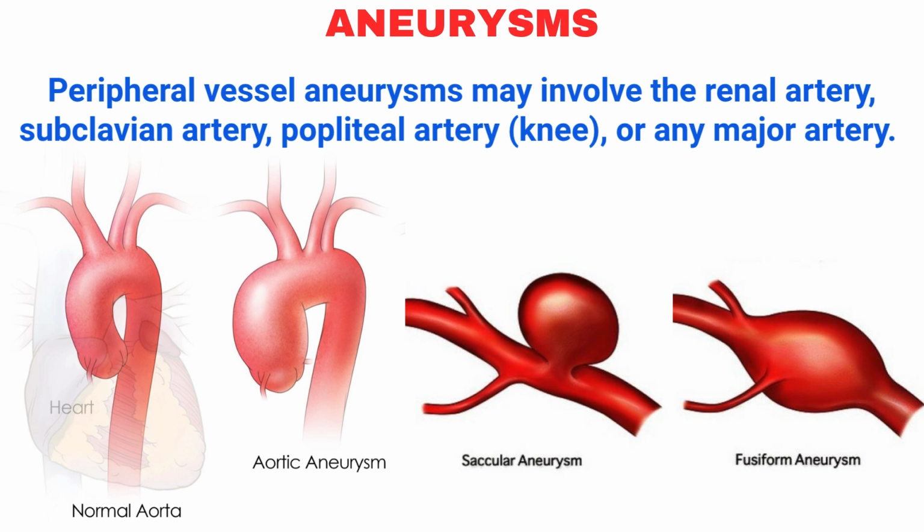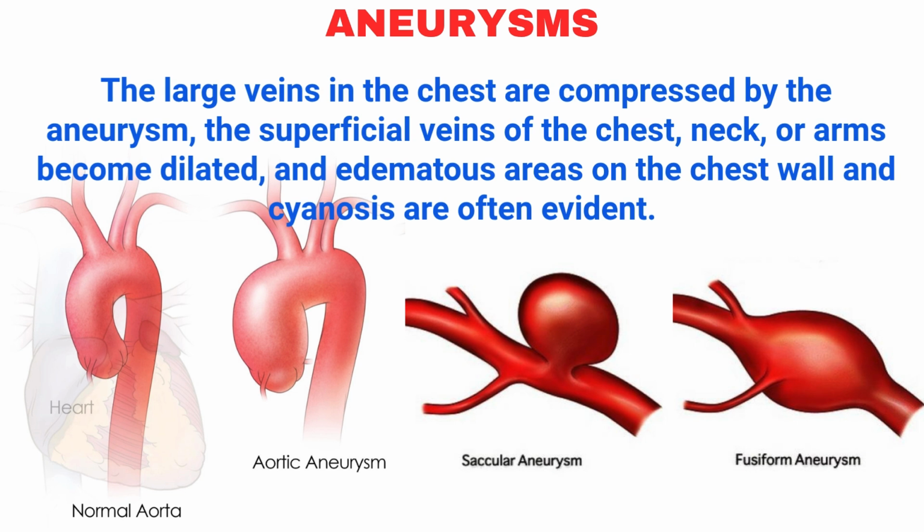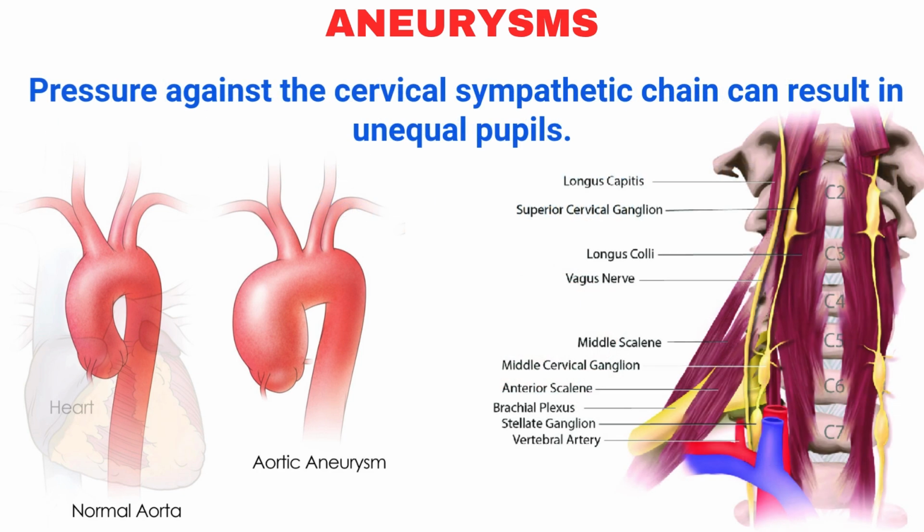The aneurysm produces a pulsating mass and may cause pain or pressure on surrounding structures. The large veins in the chest are compressed by the aneurysms, whereas the superficial veins of the chest, neck, or arms become dilated. Areas on the chest wall become edematous, and cyanosis is often evident. Pressure against the cervical sympathetic chain can result in unequal pupils.